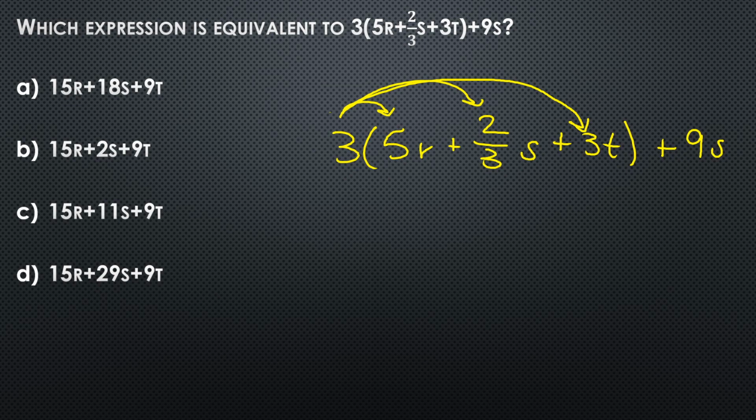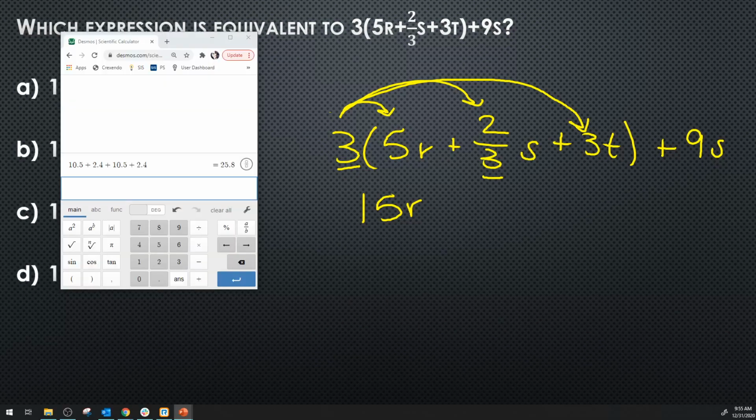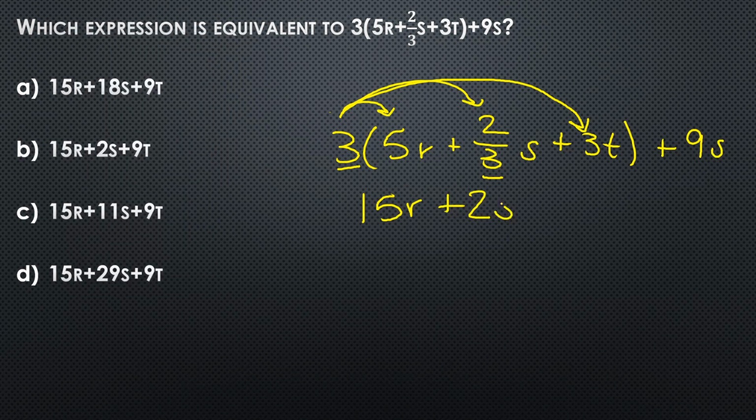So I have 3 times 5, which gives me 15r. My next terms to multiply are going to be this 3 times 2/3. Since I'm multiplying with fractions here, I want to type this into a calculator, first to make it a bit easier for me, and second to make sure I don't make any mistakes. So I have 3 times 2/3 and hit enter. That tells me it is 2. So I have plus 2s. 3 times 3 is going to give me 9. And then I have this plus 9s at the end here.